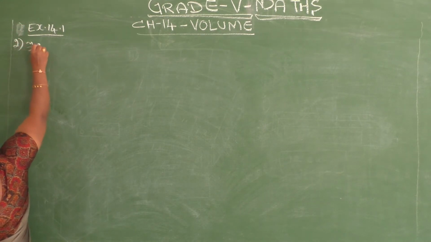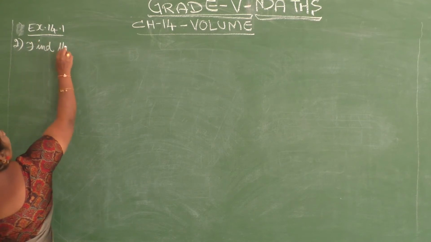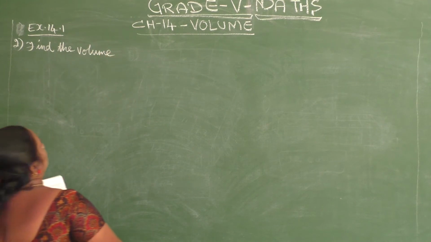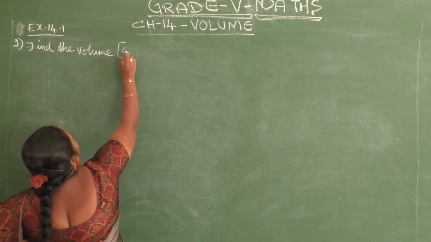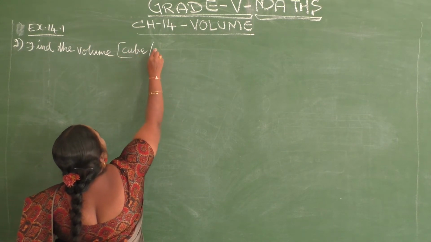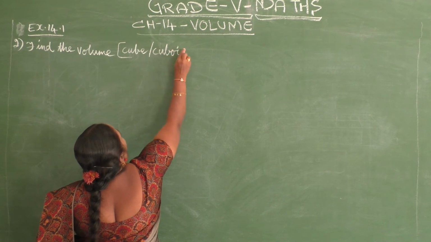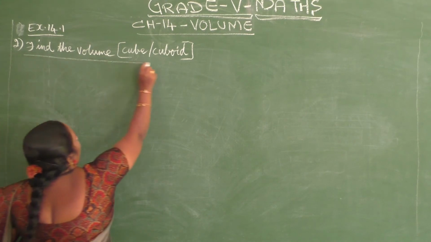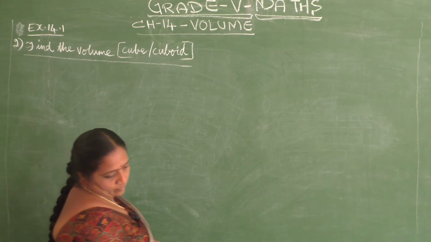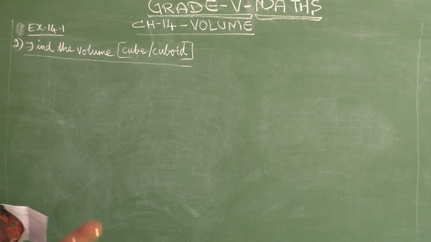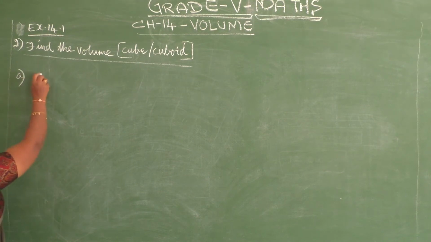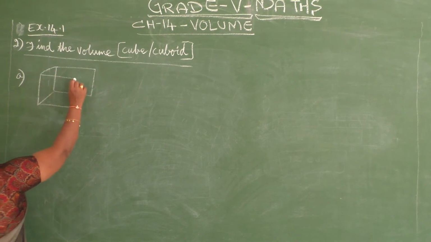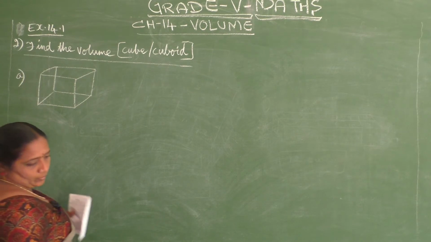Okay, right. See the second one. Second Roman, find the volume. And also you have to find cube or cuboid. I write the heading in short form, but you have to copy it from your class note. Okay. See the A1. What are the measurements they gave?